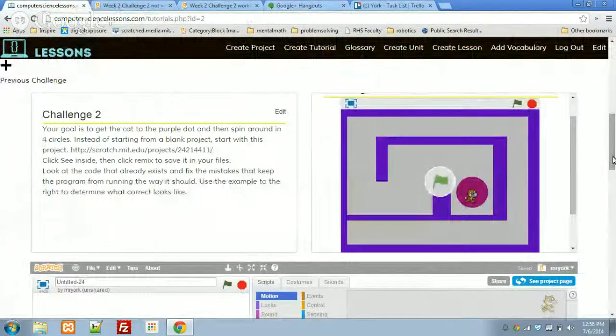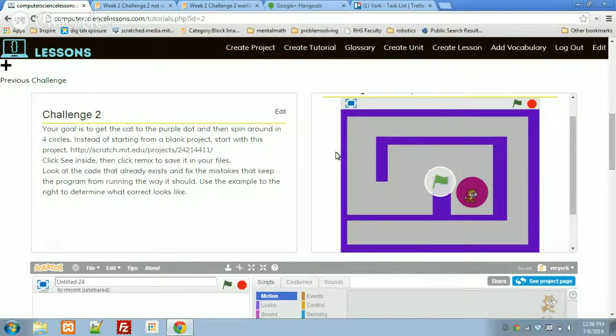All right, this is the second challenge for the second week of tutorials on computersciencelessons.com. The challenge is actually a debugging challenge, meaning you've already got some code here, but the problem is it doesn't quite work. And this happens a lot in programming, so this is going to be some good practice.